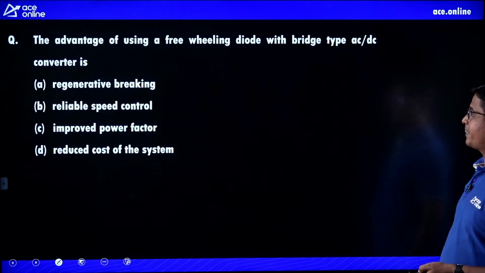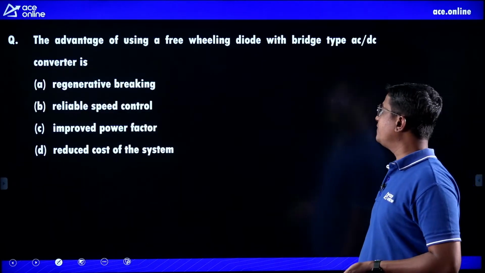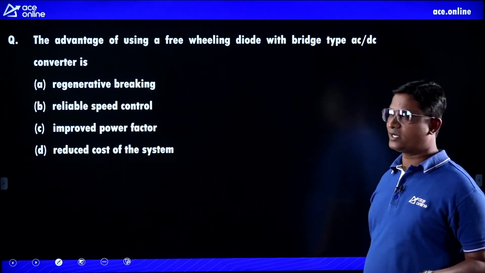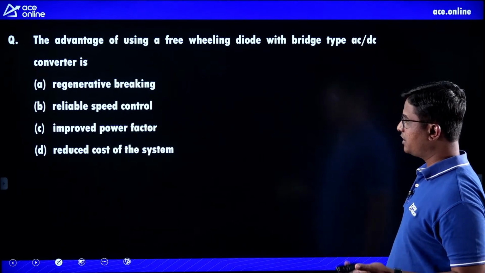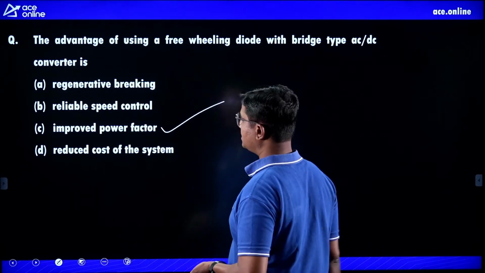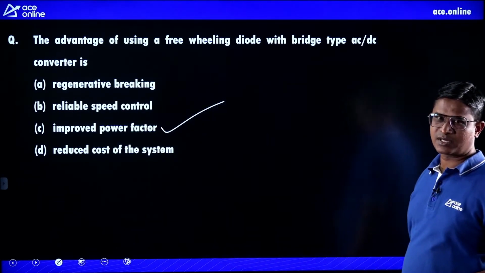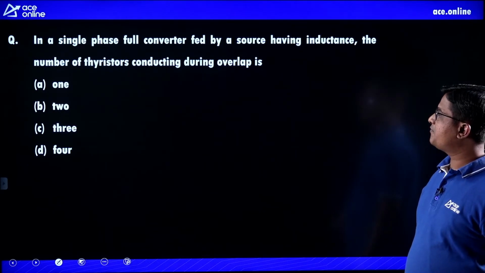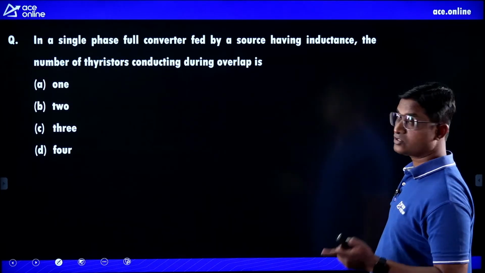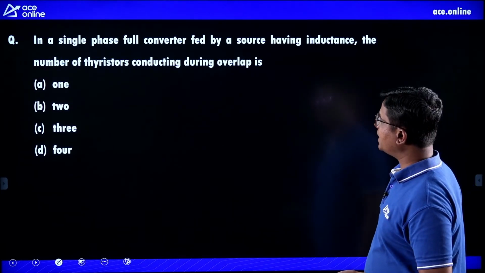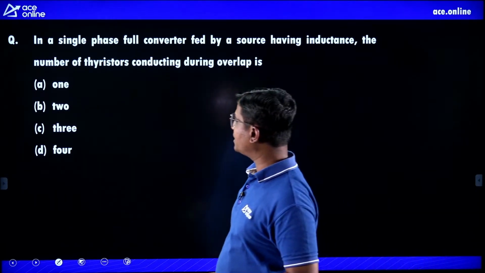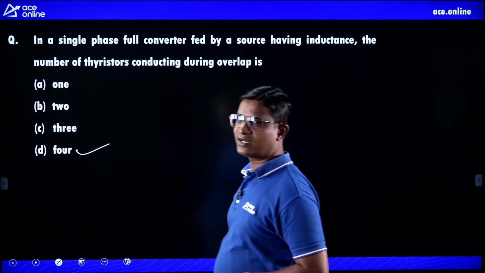Yes. The advantage of using a freewheeling diode with a bridge type AC to DC converter is: regenerative braking, reliable speed control, improved power factor, or reduced cost of the system. Yes, improved power factor. Option C is the correct option. In a single phase full converter fed by a source having inductance, the number of thyristors conducting during overlap is, during overlap, how many thyristors will be in conduction mode? 4 thyristors will be in conduction mode, right?